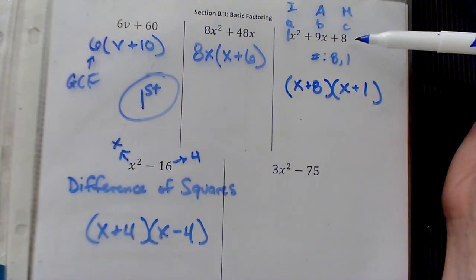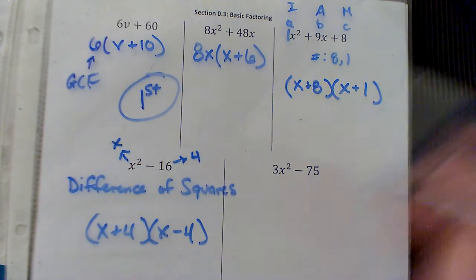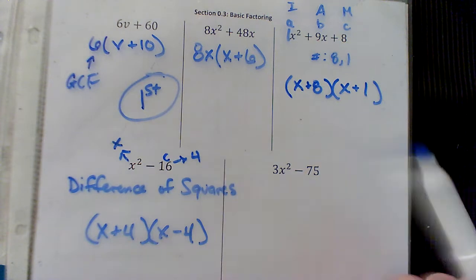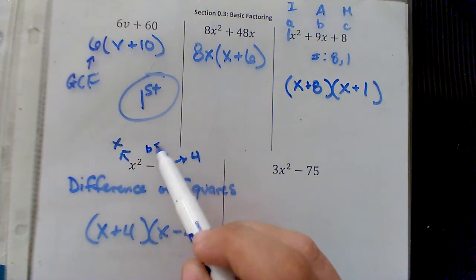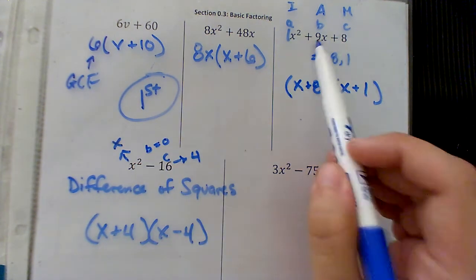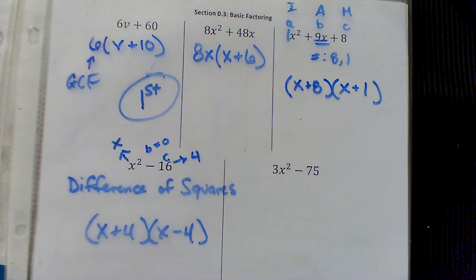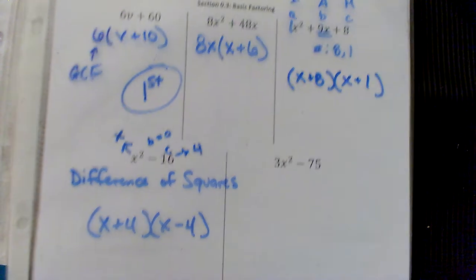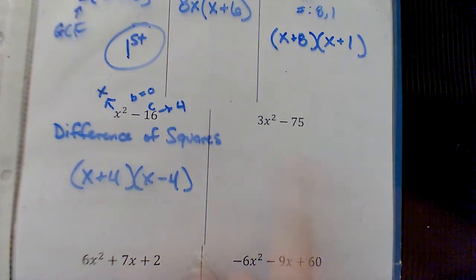Okay, take a look at the I am that we did before, okay? The C value for this one is negative 16, but the B value is 0, because we don't have that middle x term. So two numbers that multiply to negative 16 but add to 0: positive and negative 4. Okay, they have to be the same number but opposites. Good. Okay, how about the next one?